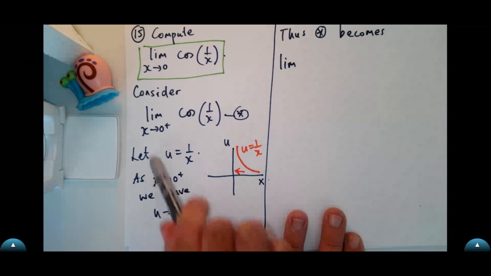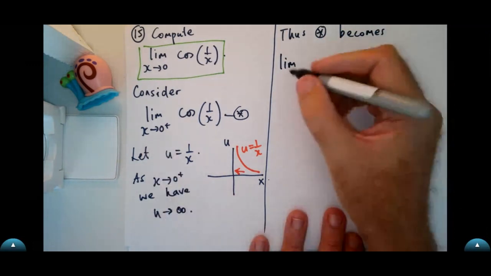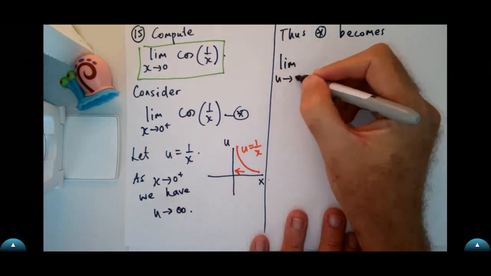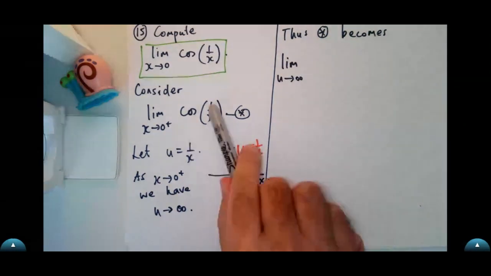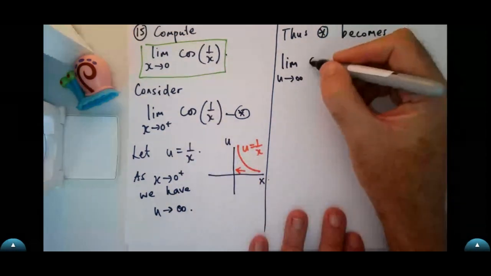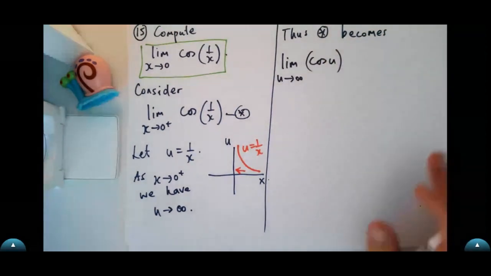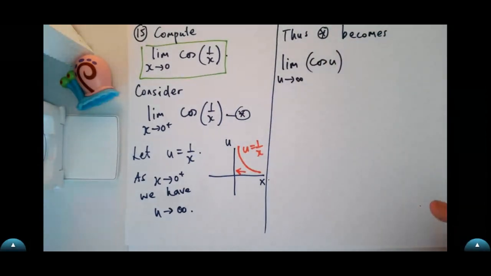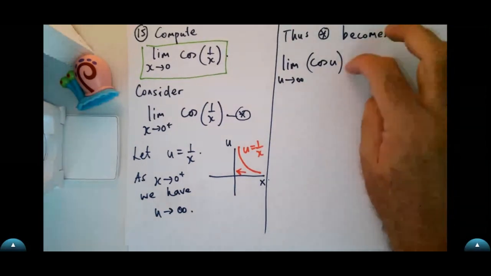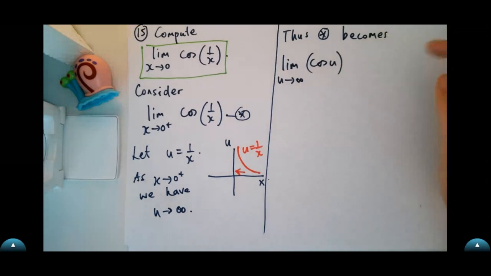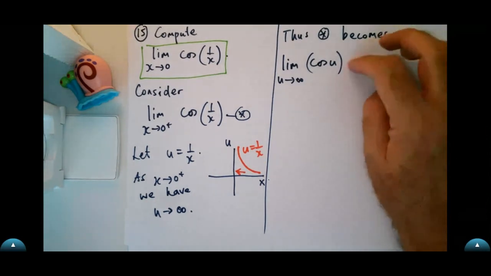So we change the thing we're approaching, with u going to infinity, and cosine of 1 on x will just be cosine u. Okay, so here is the big question. 3:22 p.m. in Sydney. What is this limit? Who knows? Who can tell me? There's 70 people here. Who can tell me what this limit is?